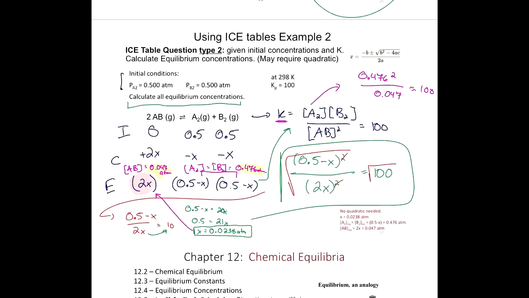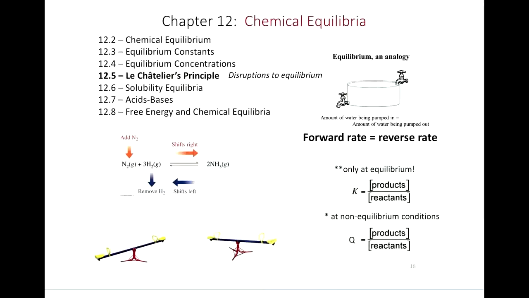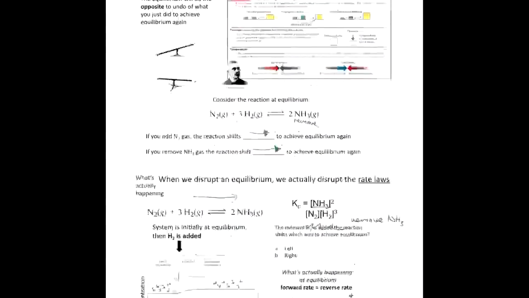We're going to be using ICE tables a little bit more in the following section. So here in slide 18, we talked about Le Chatelier's principle, but we already went over this on Tuesday, where, remember, whatever you do to a reaction, the reaction does the opposite to undo what you just did. So we did this on Tuesday, where we used Q.